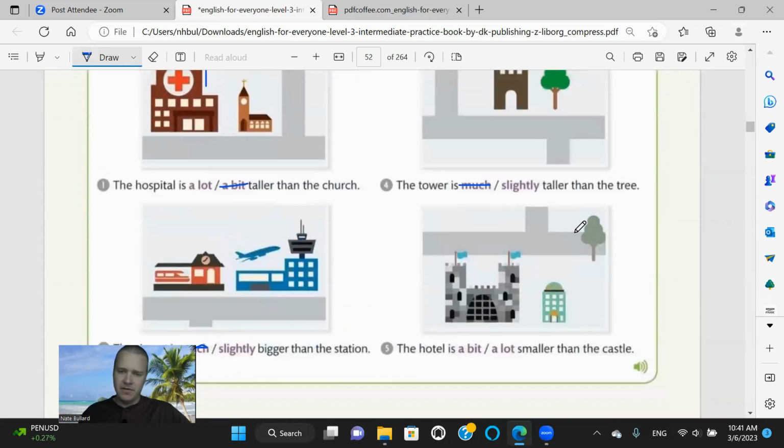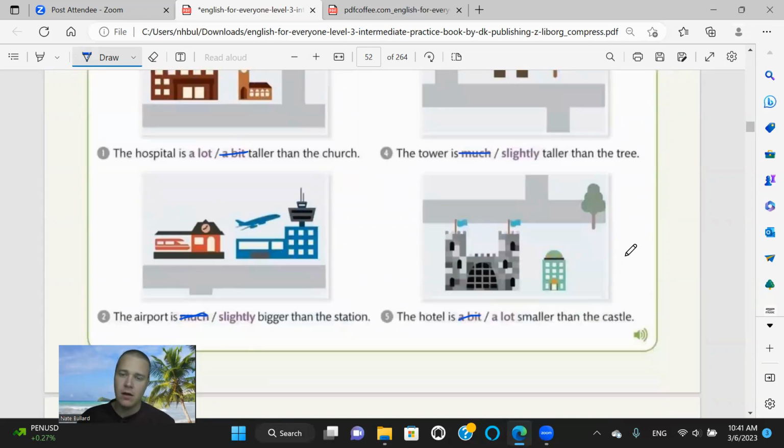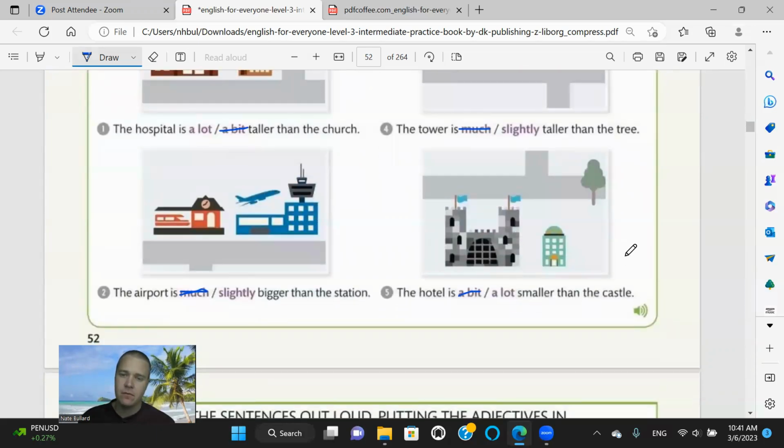Okay. Number five, the hotel is a bit smaller than the castle, or the hotel is a lot smaller than the castle. All right, this word smaller significa más pequeño. Vamos a decir que es mucho más pequeño. Solamente no es mucho más bajo, pero es mucho más pequeño, sí. Bueno, para mí no es mucho más bajo porque así es la diferencia, ¿no? Pero mucho más pequeño, sí.